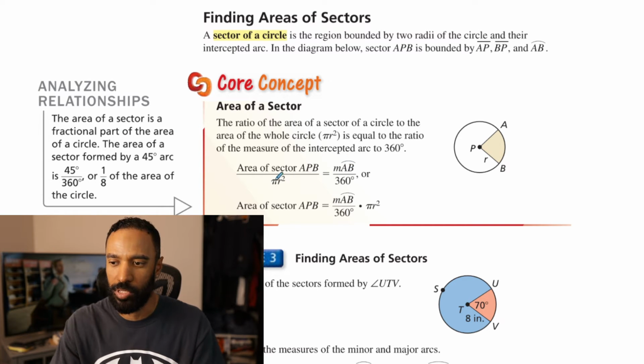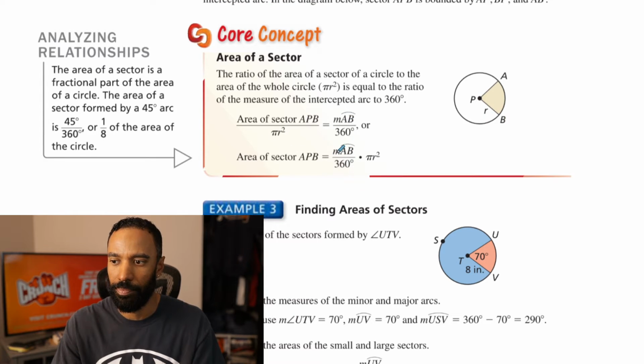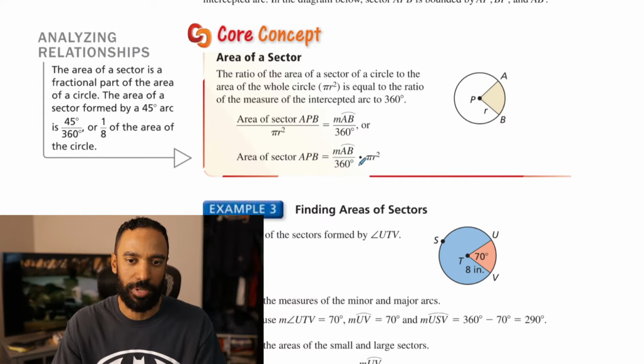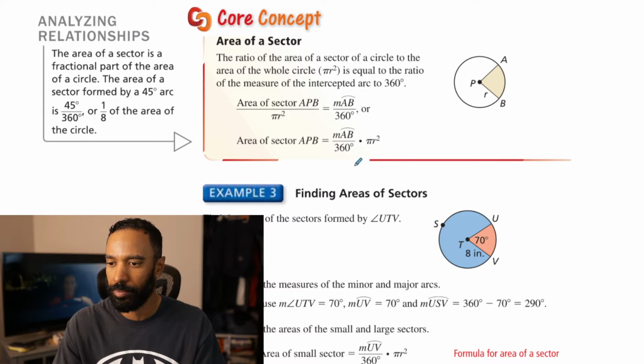Notice how they multiply both sides by pi r squared to get the area of the sector. That's the arc measure over 360 times pi r squared. So we can jump straight into that sometimes if needed. I'll be fine with that.